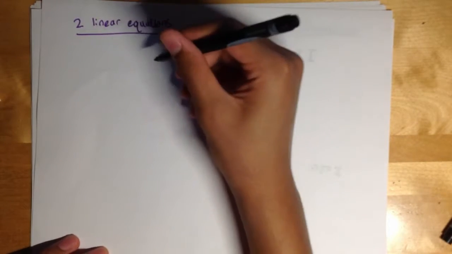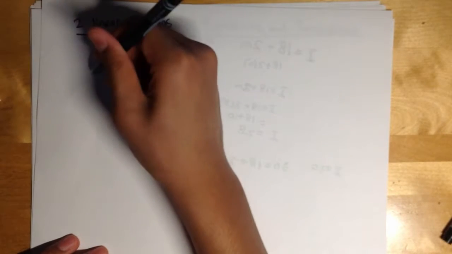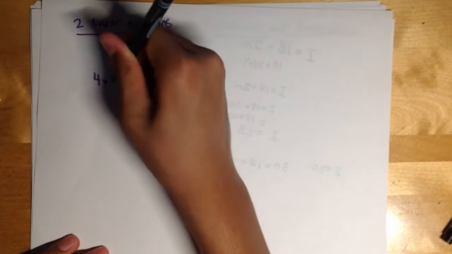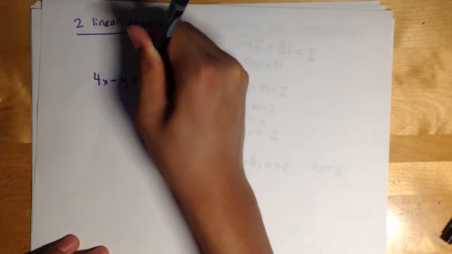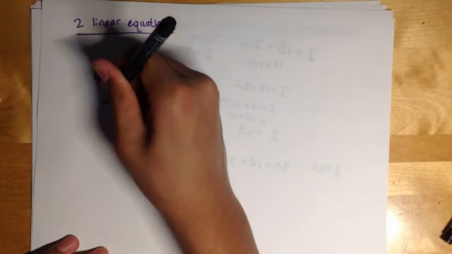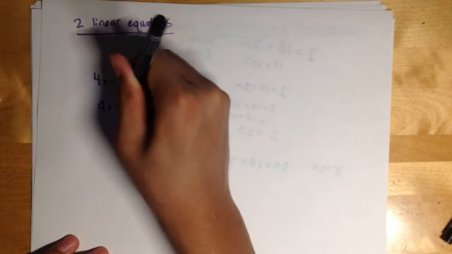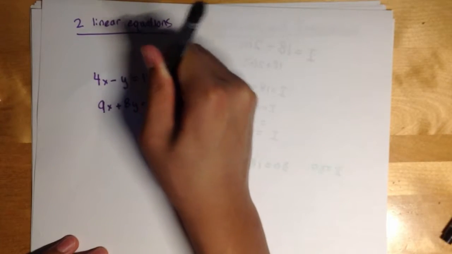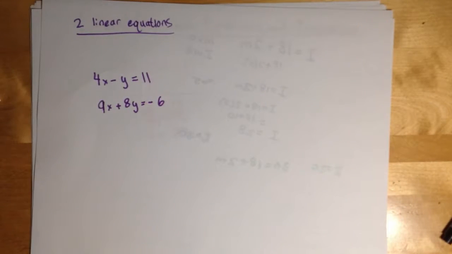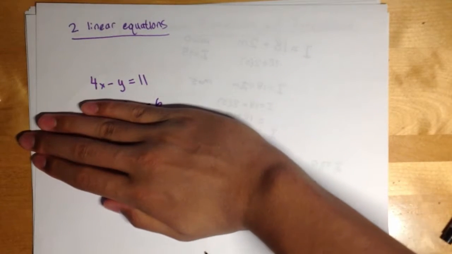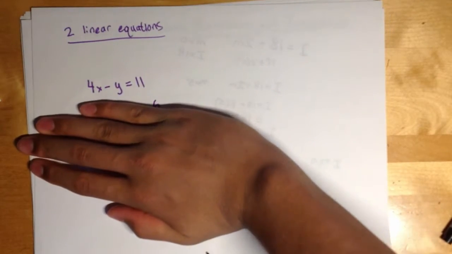Two linear equations. So you could have a set of linear equations like this: 4x minus y equals 11 and 9x plus 8y equals negative 6. So in this problem, you've got an x and a y. Now, with just one of these, there's no way to solve for a specific x and y.